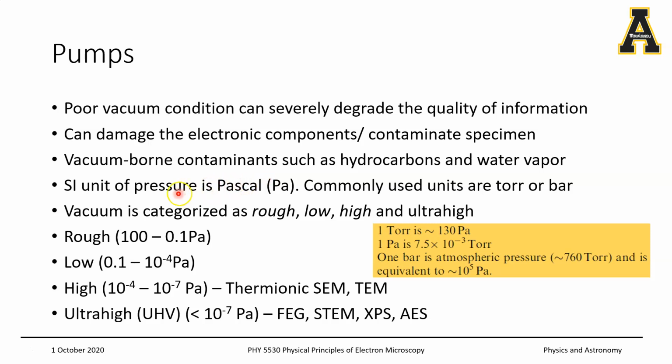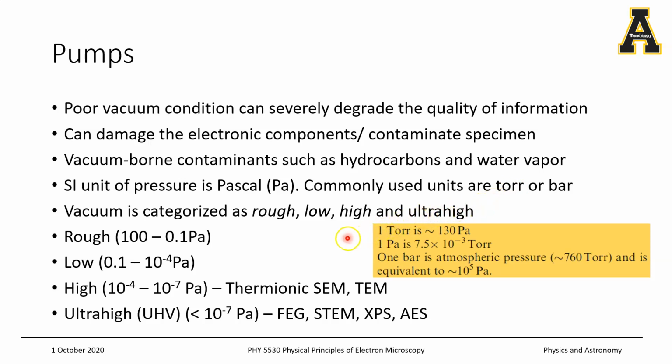The SI unit for pressure is the pascal, but usually in the industry and also in research, torr is very commonly used. Bar not so much, maybe geologists do that, but not amongst physicists. So you will see a lot of torr or millitorr conversations among physicists and engineers.